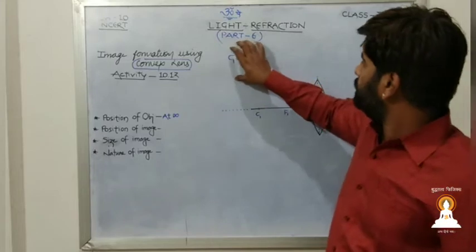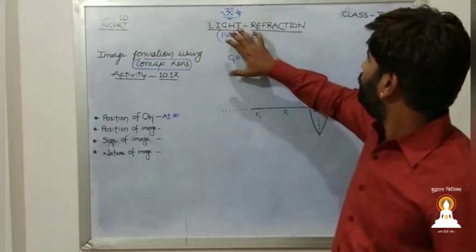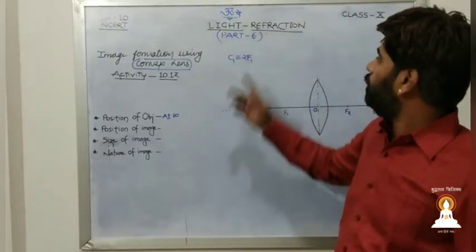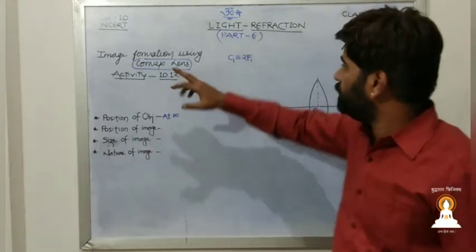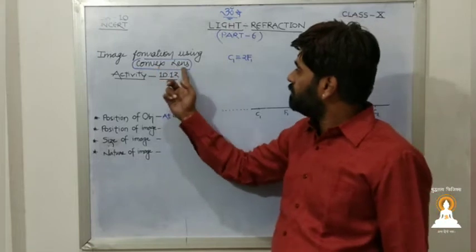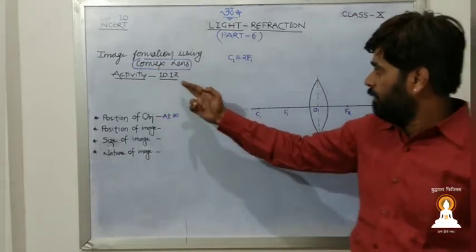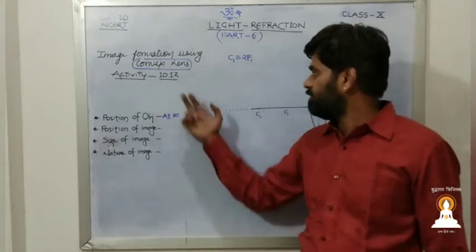We have already covered part 6 and part 5 of light refraction. In part 5 we have already discussed the rules. Now let us move towards image formation using a convex lens. That is activity number 10.12 in your NCERT book.